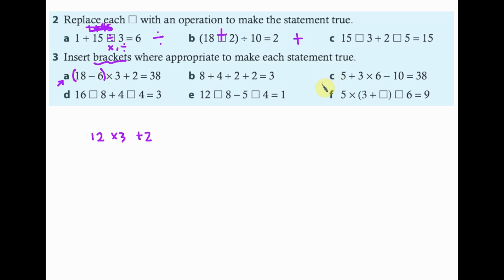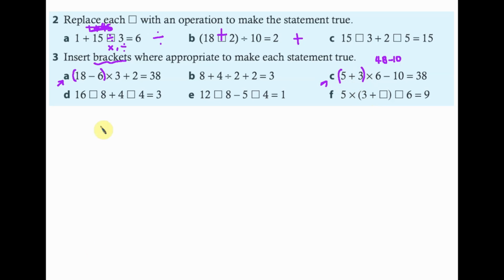Let's try part C. In this case, if I just used the order of operations, 3 times 6 is 18, plus 5 is 23, minus 10 is not equal to 38. So just like what I did earlier, what if I did this one first? So 5 plus 3 is 8. 8 times 6, 48, minus 10. Oh my, lucky me. Still, I got it correct. So I know the bracket has to be in between 5 and 3.